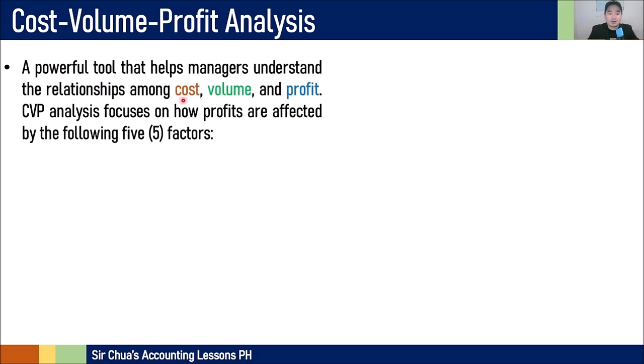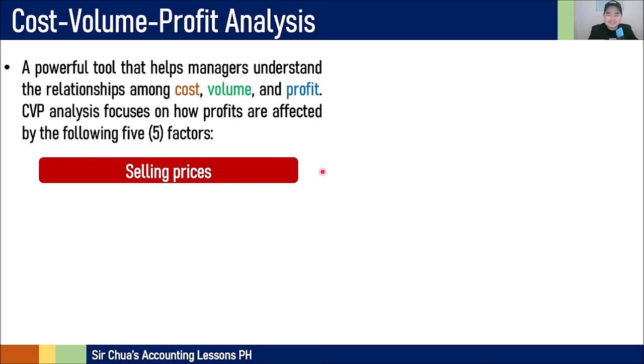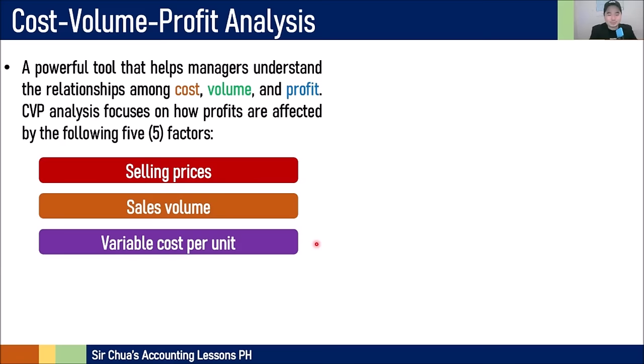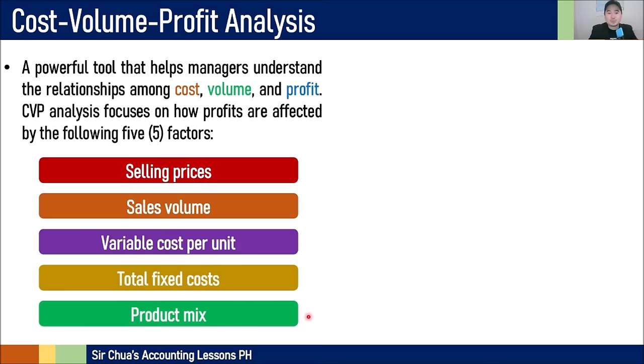When we say volume, it's the units we are analyzing, basically the units of product that we sell. CVP analysis focuses on how profits are affected by the following 5 factors. First factor is, of course, selling price, how much we sell our products for. The next is sales volume. How many units do we sell? And then the variable cost per unit associated with the products that we sell. And then total fixed cost and your product mix, in any case that you have multiple products in your entity.